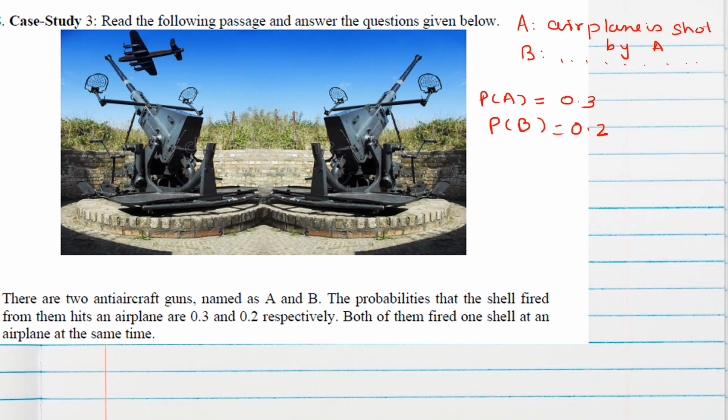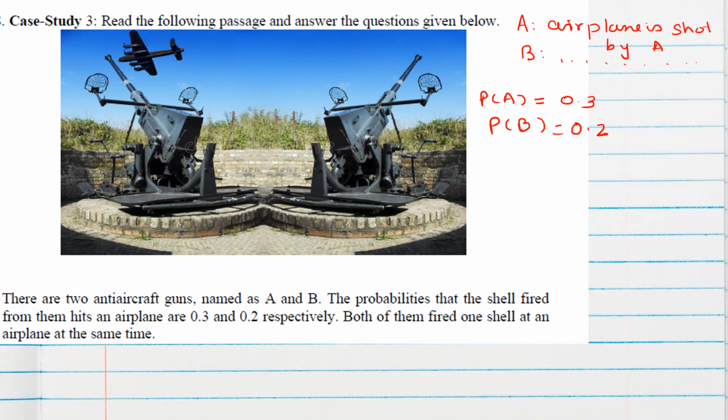Now both of them fired one shell at an airplane at the same time. That means at the same time they are firing, so one will not affect the other. Or we can say simultaneously both are firing, that means independently they are firing. Firing of one aircraft will not affect the other one because they are firing at the same time, not one after the other.